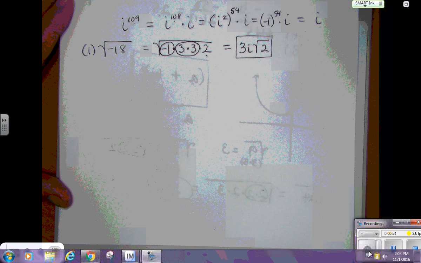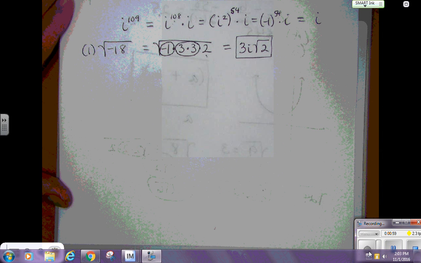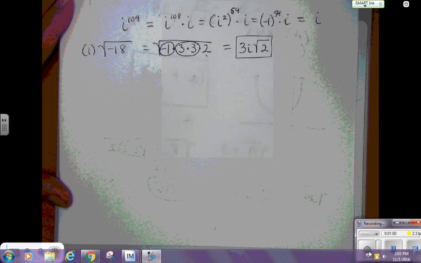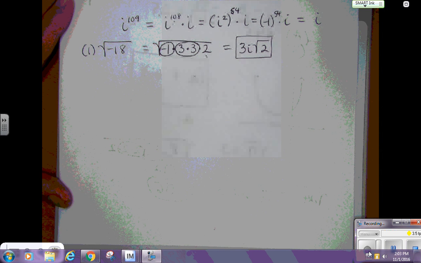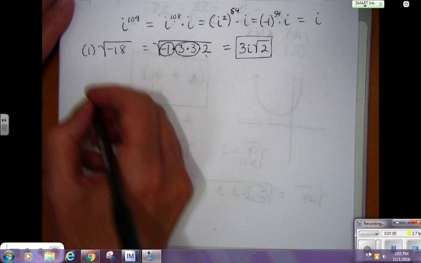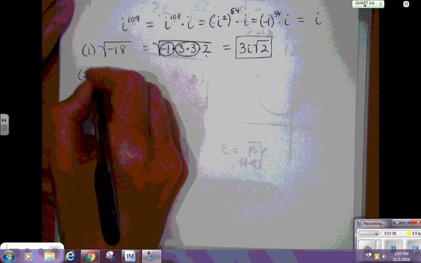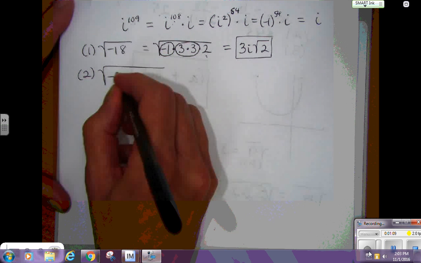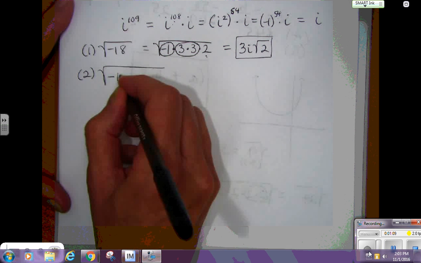Any questions? You have to have an i with it. The negative 1? Yes, you have to take that out as an i. Okay, so let's look at number 2. The square root of negative 125 x to the 5th.